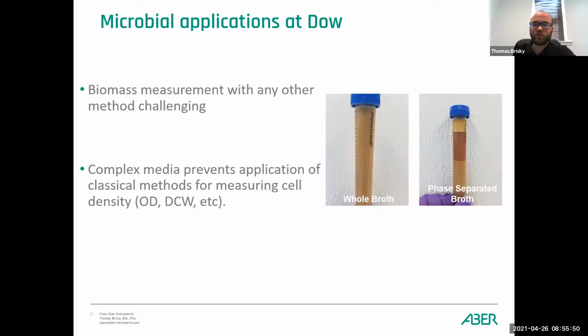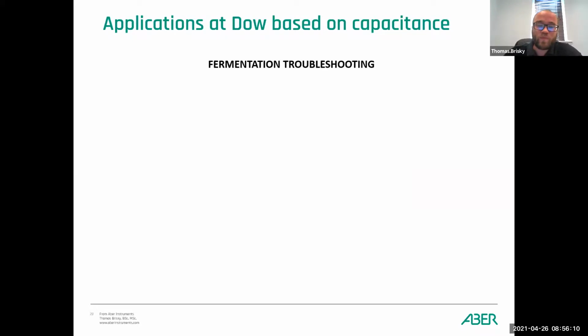They attempted optical density and dry cell weight, but because of basically the messiness of their media, they were unable to get reliable offline counts. But basically anything they tried just didn't work, so they tried capacitance instead.